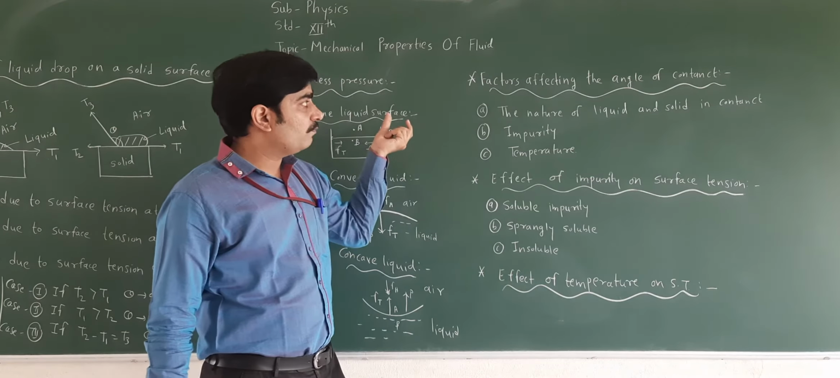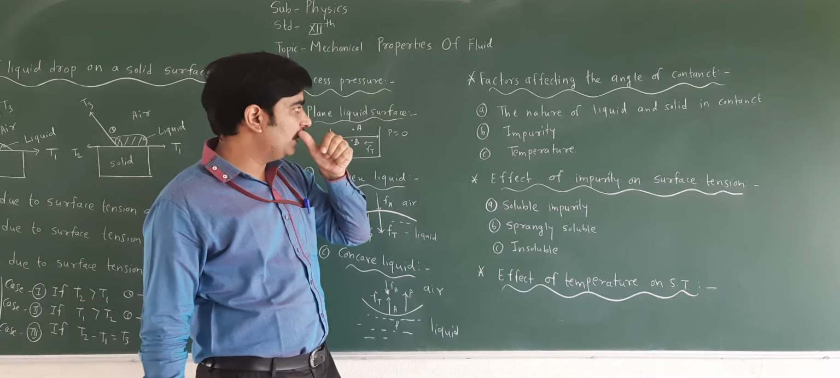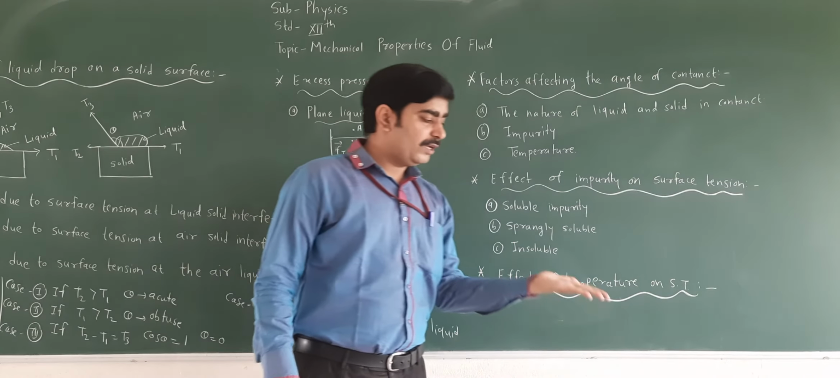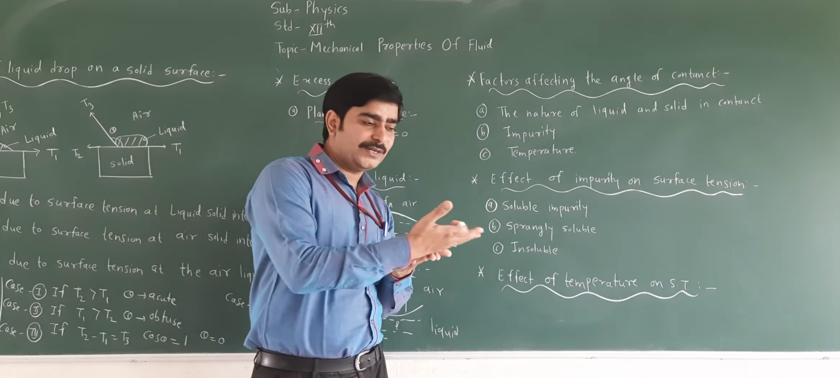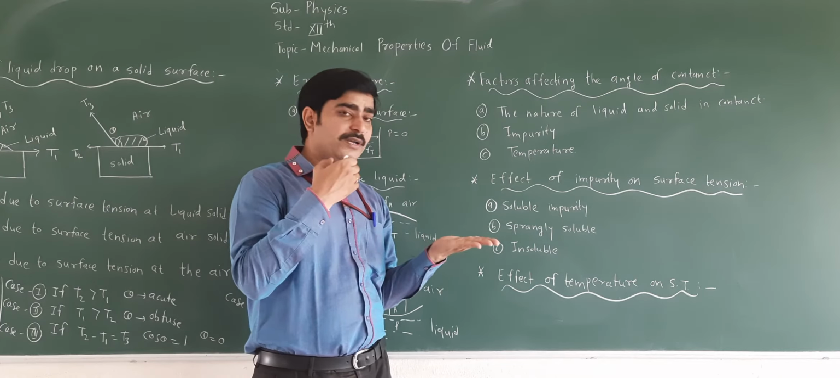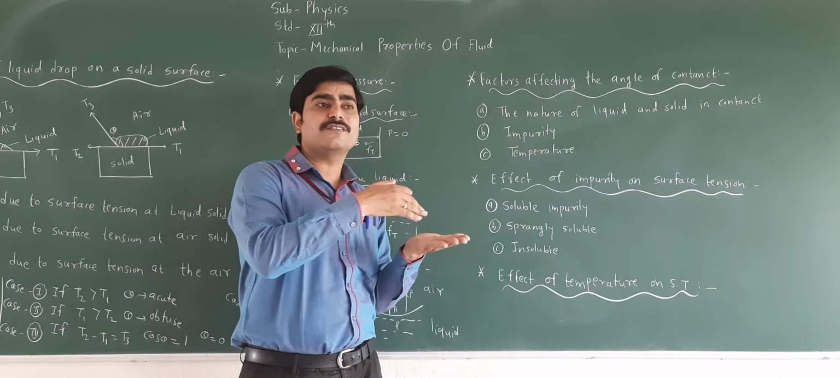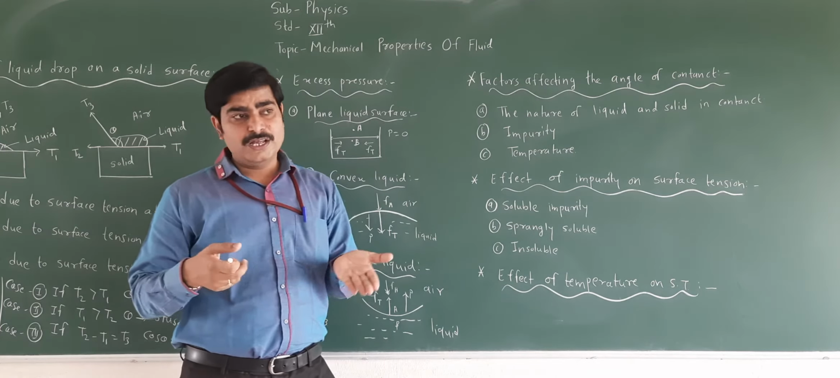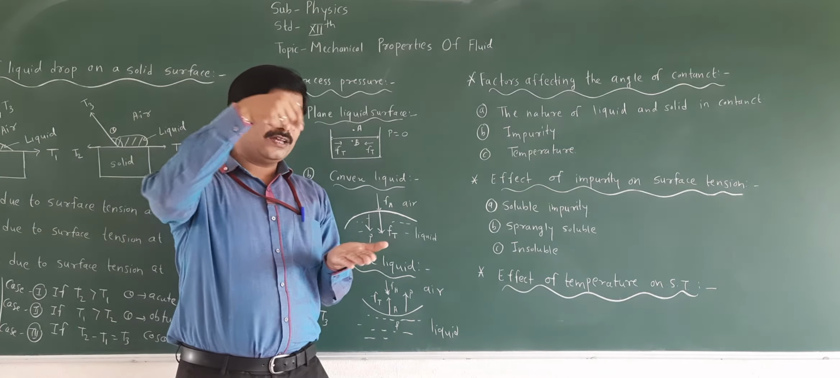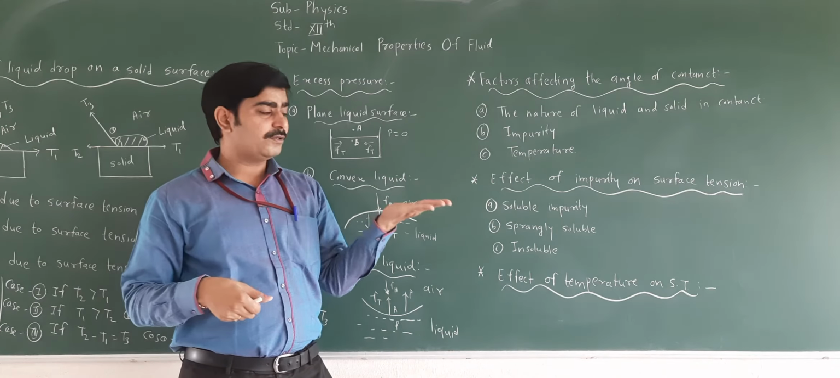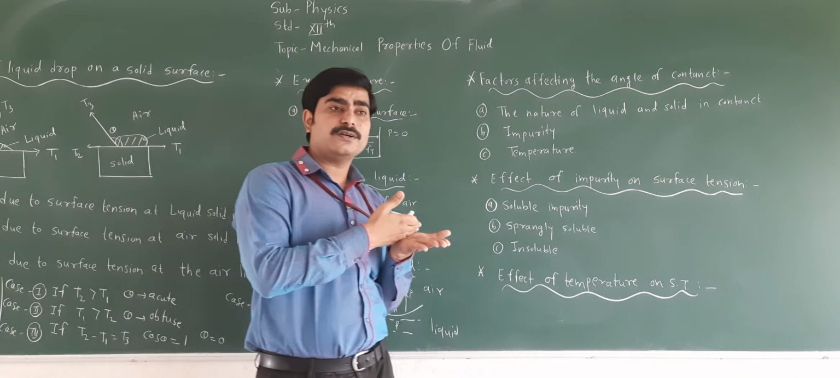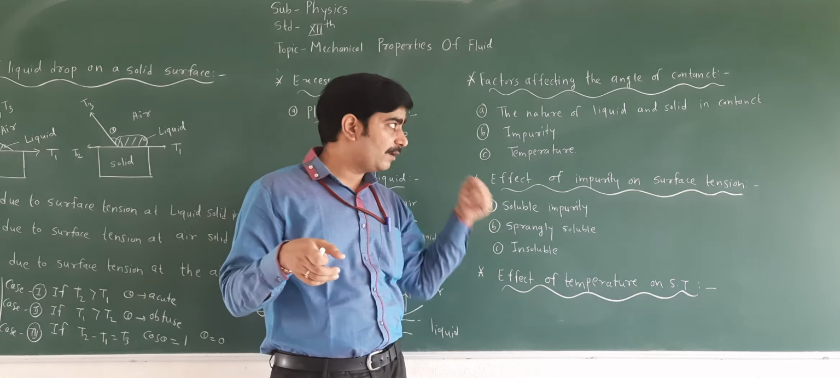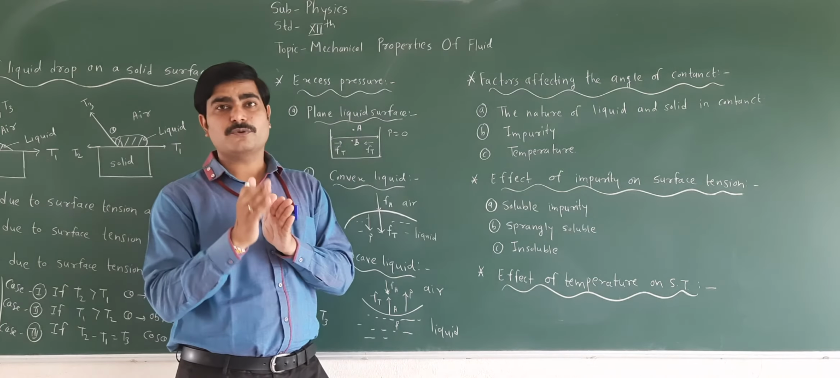The first point which we are going to see is the nature of the liquid and solid in contact. If the solid surface is made up of plastic, then the angle of contact is different. If the solid surface is replaced with glass, then the angle of contact will change. If we have water and we pour that water on plastic, then the angle of contact for the plastic has some specific value. But if the plastic is replaced with glass, then the angle of contact will change.